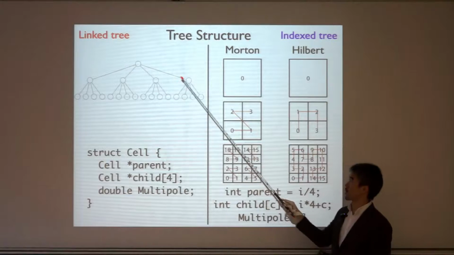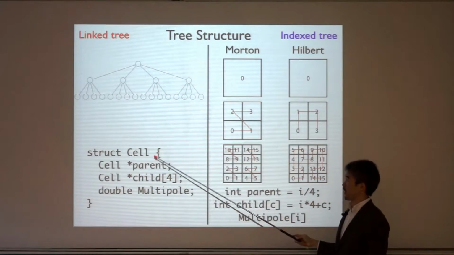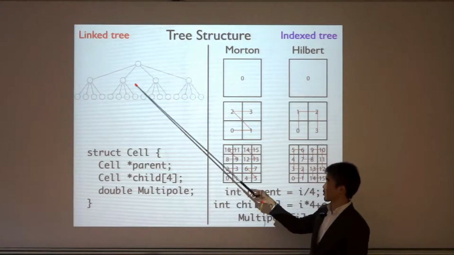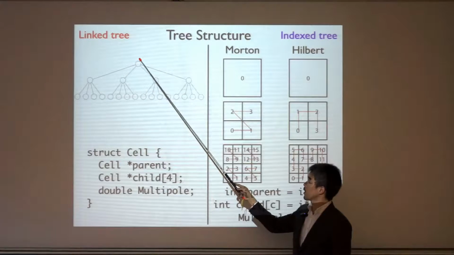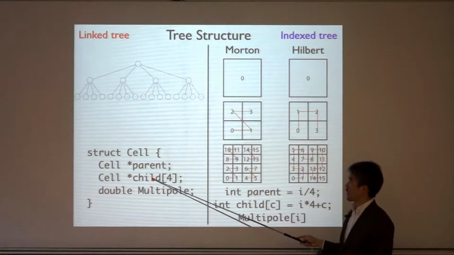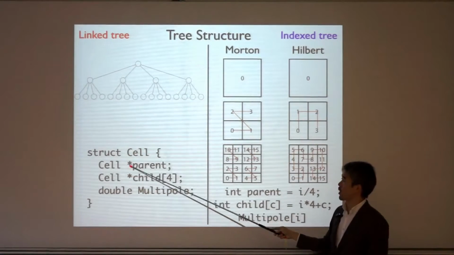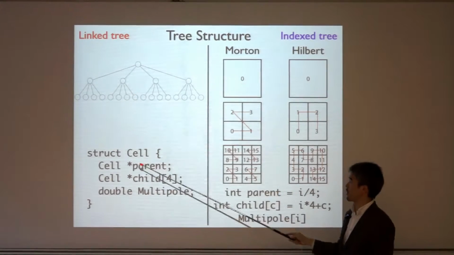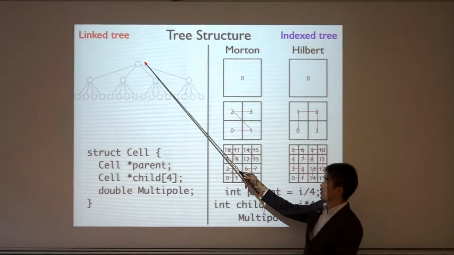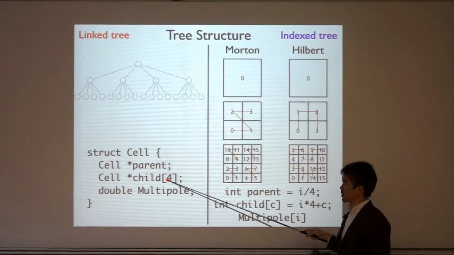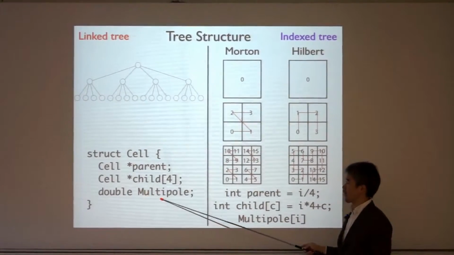And this, in terms of a linked structure, will look like this. A tree structure, in computer science terms, is a structure that has a link from yourself to all your child nodes. We call each of these circles nodes or cells. In each of the cells, we have a list of child cells that it's connected to, and also a link to the parent. So you can follow the links, like a linked list, starting from the top and following the links down to the children. And each of these cells can contain multipole expansion coefficients.